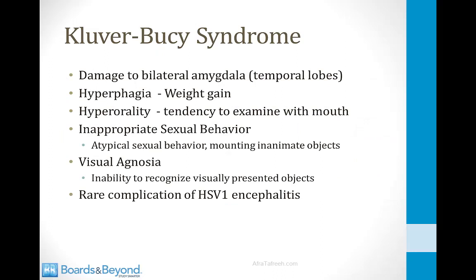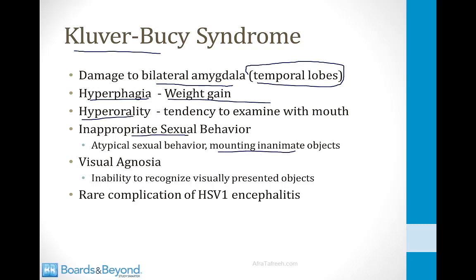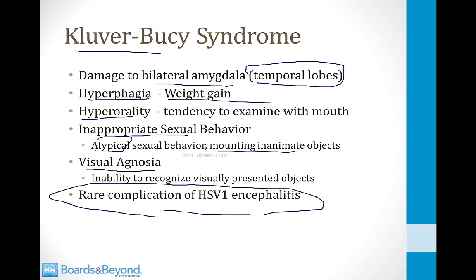So there are a couple of clinical syndromes associated with the limbic system that you should know about, and the first one of these is Kluver-Bucy. So this is when damage occurs to the amygdala bilaterally. Those are found in the temporal lobe, and patients with this condition get hyperphagia, so they eat all the time and they gain weight. They also have a symptom called hyperorality. They tend to examine things with their mouth, and then they exhibit this weird sexual behavior where they like to mount inanimate objects or do other atypical sexual activities. And then finally, they have visual agnosia, so they don't recognize objects that are presented to them. People with agnosia sometimes will be looking at their body, but they cannot recognize it and process it in the brain. And this occurs as a rare complication of herpes simplex virus encephalitis.